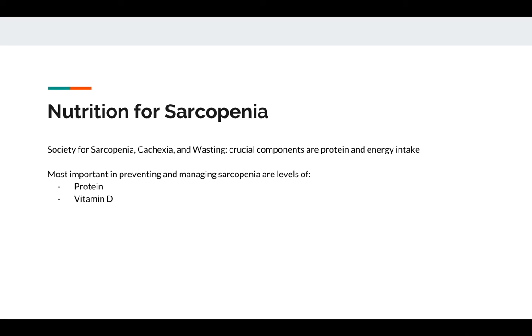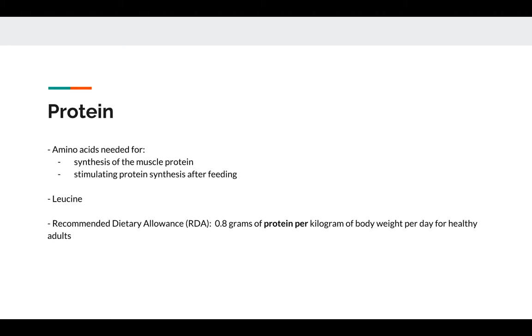In 2008, the Society of Sarcopenia, Cachexia, and Wasting published nutrition recommendations for sarcopenia prevention and management. The most crucial components are protein and energy intake. Most important in preventing and managing sarcopenia are levels of protein and vitamin D. Protein.